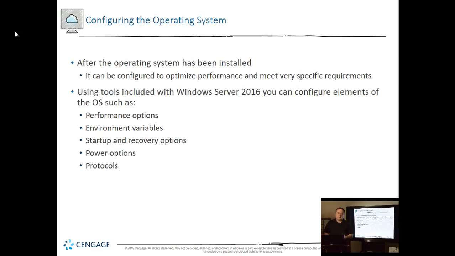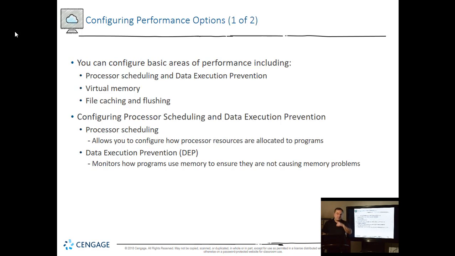After the operating system has been installed, it can be configured to optimize performance. So there's lots of tools to do that. You've got to configure elements such as performance options, environment variables, startup and recovery, power options, and protocols. You can do things like processor scheduling and data execution prevention, and that keeps things from launching and starting viruses as soon as you put them in, such as a DVD. You pop it in, and if you have data execution prevention turned on, you can keep those viruses from starting all by themselves. You can go in and double check that the DVD is properly signed, and you can scan it for viruses, and then you can go ahead and run any executable files.